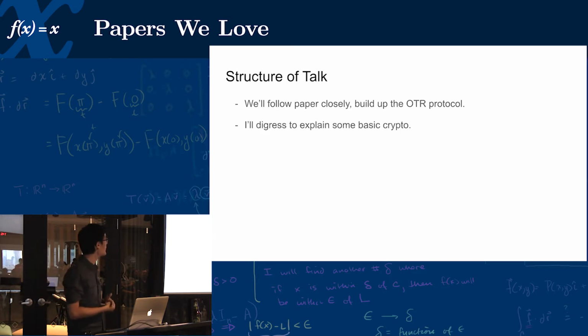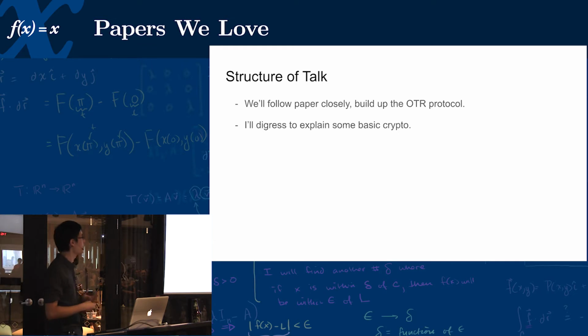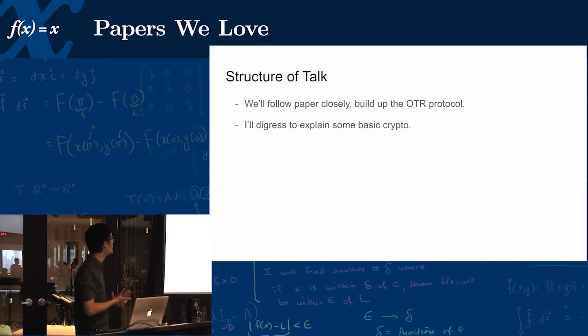Okay, so for the structure of the talk, we'll basically build up the OTR protocol, which is how the paper goes. It's a very clear paper. It's a nice read. But I will take a couple of digressions to explain some crypto that the paper just sort of glosses over. And just in case it's not clear, OTR attempts to fix all of the problems with public key cryptography.